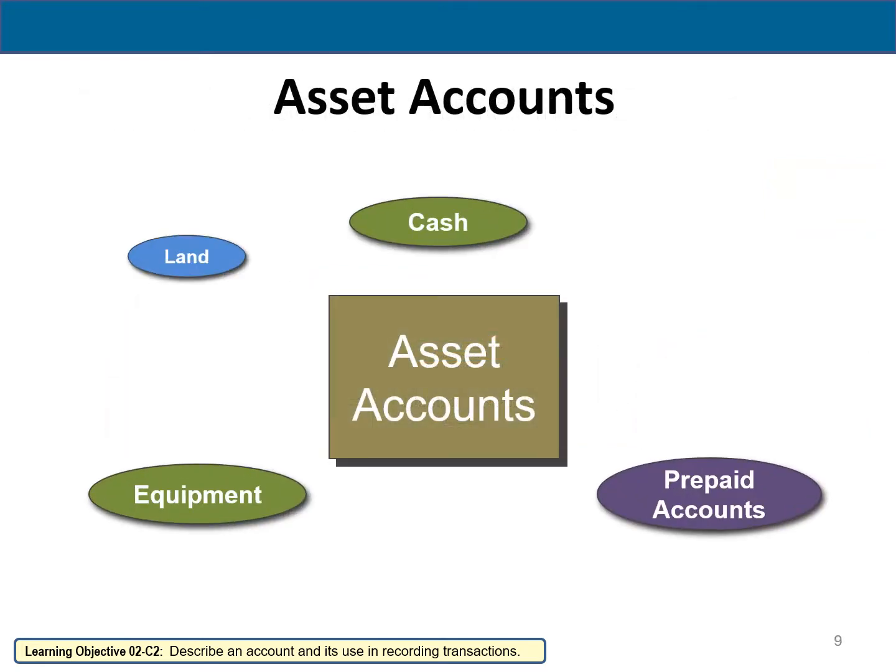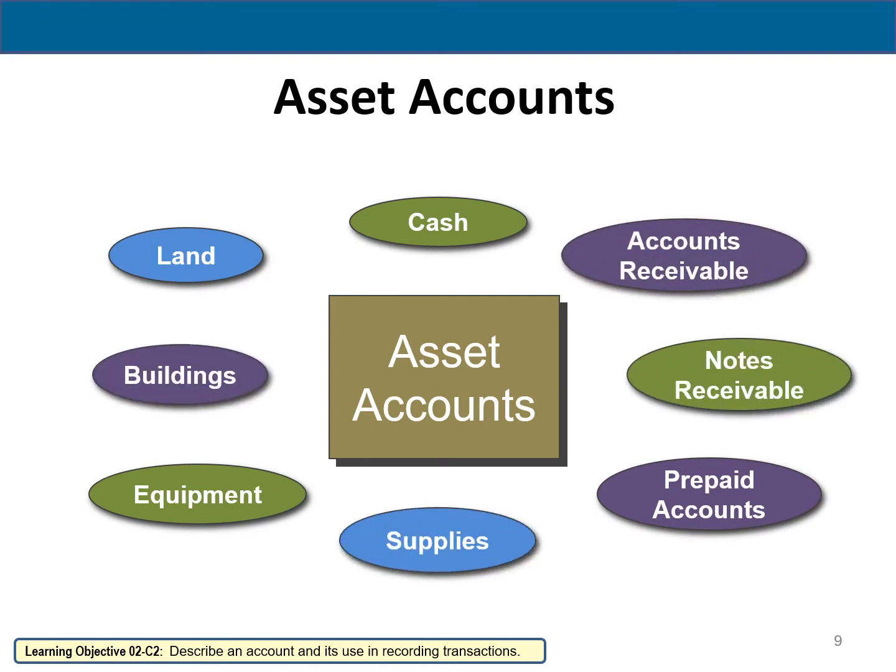So we talked in chapter one about assets being resources a company has that are expected to provide future benefit. Here's a slide with some examples of various types of asset accounts. You have cash, land, buildings, equipment, supplies, all of that stuff is pretty common. In fact, everything on the slide is pretty common to most businesses. A couple things here that are not quite as straightforward would be your accounts receivable, notes receivable, and prepaid accounts. When you have a receivable of any kind, it's money that's due to you as the business, but you haven't yet received in cash.